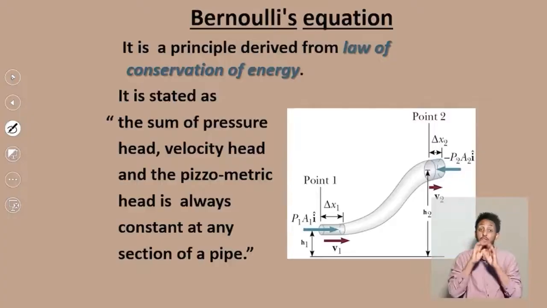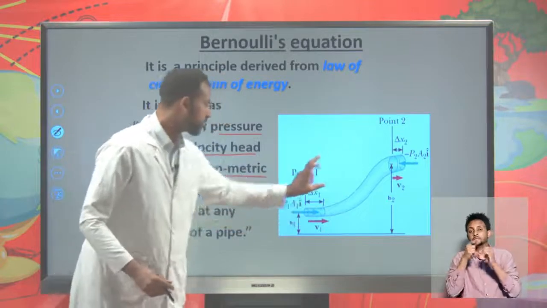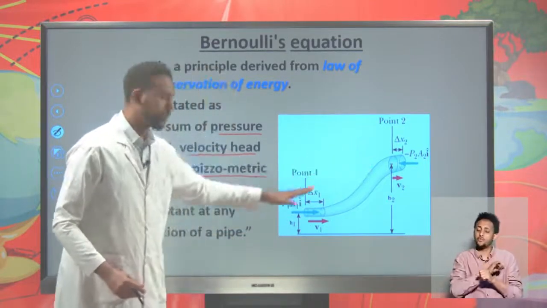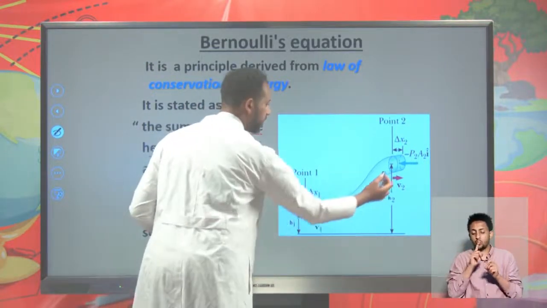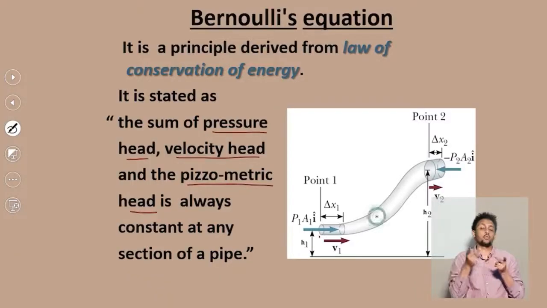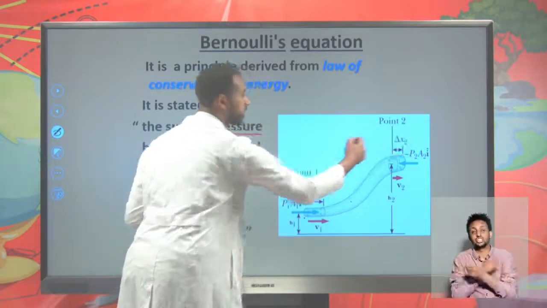Actually, in different books there are different names, but here we can take that the sum of pressure head, velocity head, and the piezometric head always remains constant at any section of the pipe. Here if you have a pipe which contains a uniform or laminar flow of fluids, you might take point 1 here, point 2 here, point 3, at any section, the summation of these three quantities always remains constant. And this concept is derived from the law of conservation of energy, meaning the energy at this section is equal to the total energy at this section.